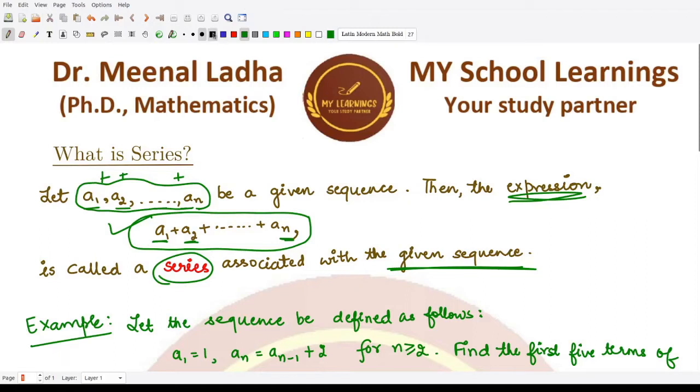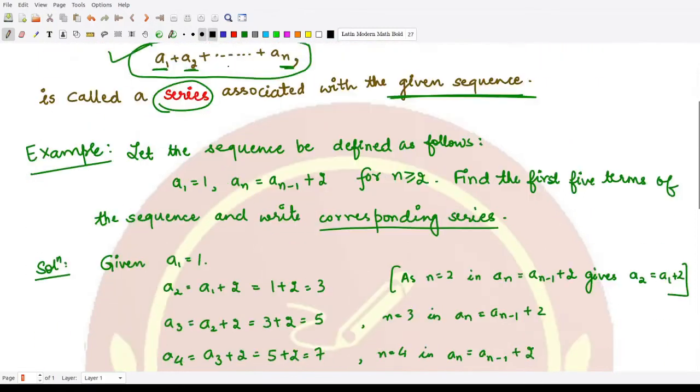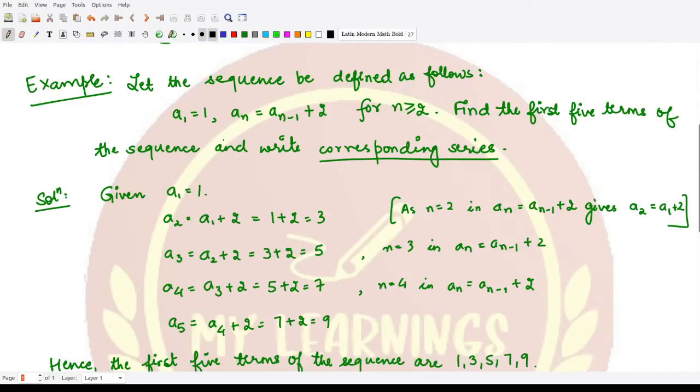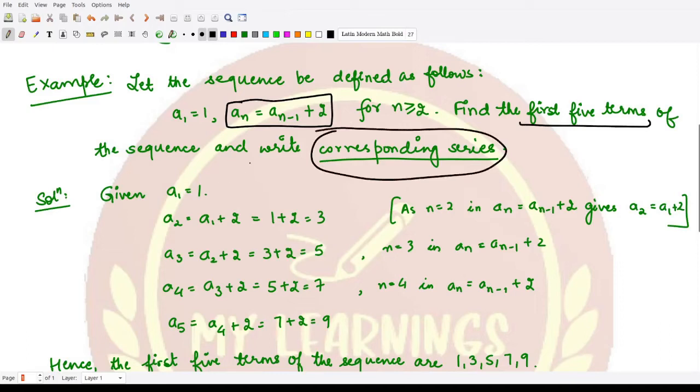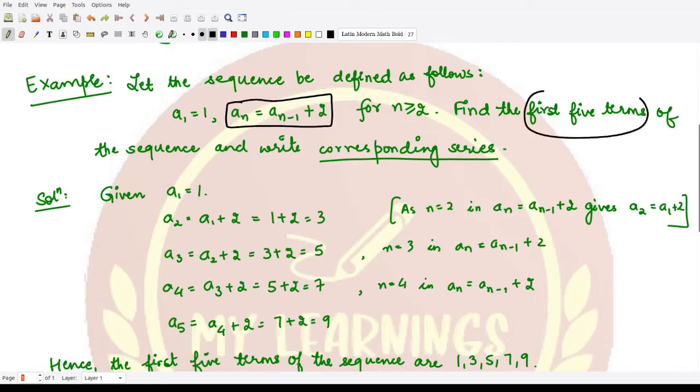As an example, consider the sequence that we have solved in the previous videos. We were given the first term a1 as 1 and the terms ahead of it. For n is equal to 2 or greater than 2, so that means n is equal to 2, 3, 4, 5, 6 and so on, we have the value of an as equal to an minus 1 plus 2, right? So we first of all need to find the first 5 terms of this sequence, and then using those 5 terms we need to write the corresponding series, right? So we first of all calculate these 5 terms.